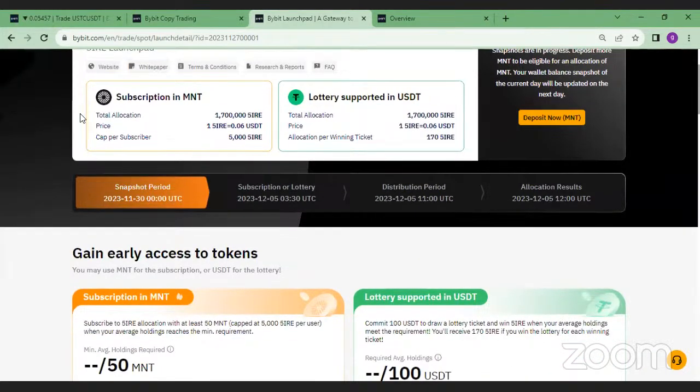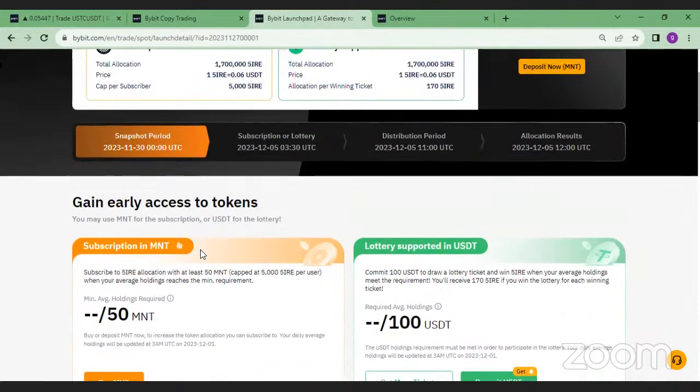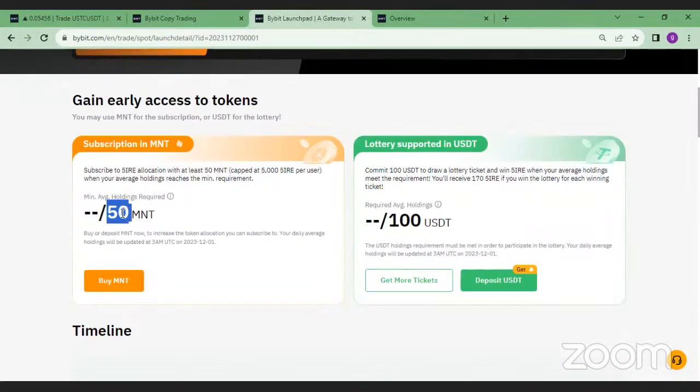But the more MNT token you have, the more you start to gain. The minimum you need to participate is 50 MNT, which should be around $25 because MNT is currently trading at 54 cents. And if you're going to use USDT, the minimum you need is 100 USDT. But the more USDT you have in the wallet, the more you start to gain, all right?